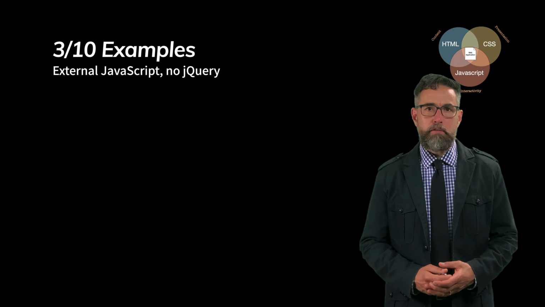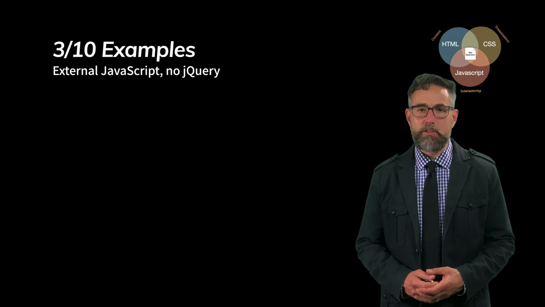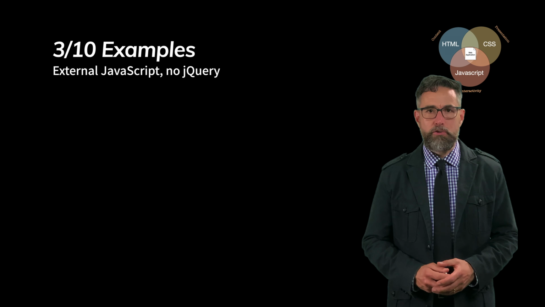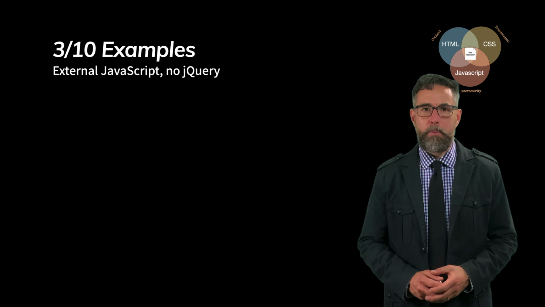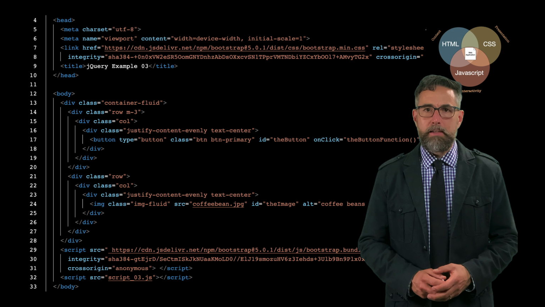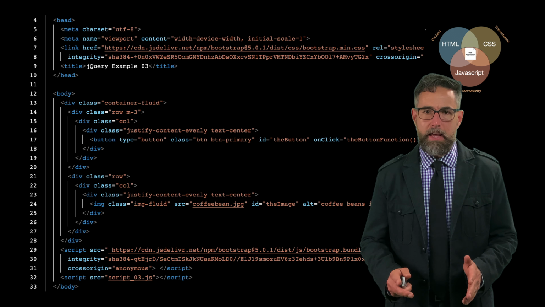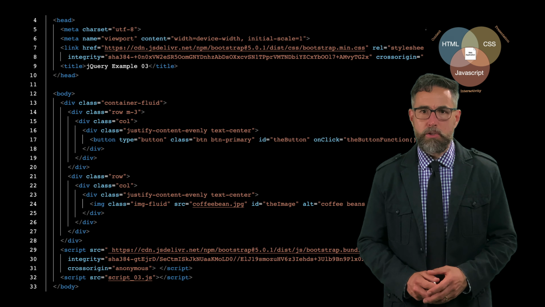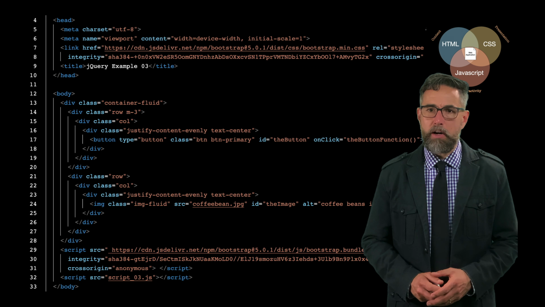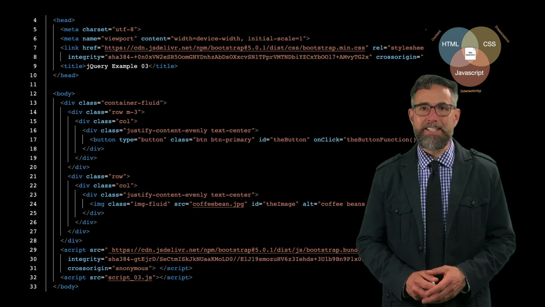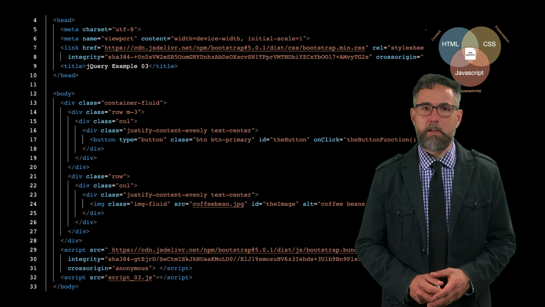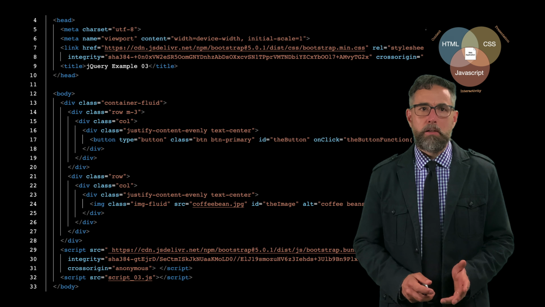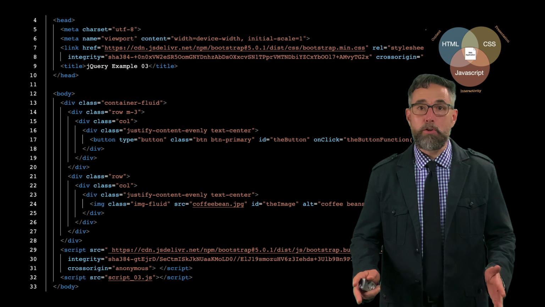Let's change our file so that we're not using inline script anymore, but we're going to use external JavaScript. Still no jQuery though. All right, what does that look like? Here's basically the same setup, but I want to draw your attention to two things. The first thing is that we have lost our inline script at the top. So if you look at line 4 to 10, there's no script tag there anymore.